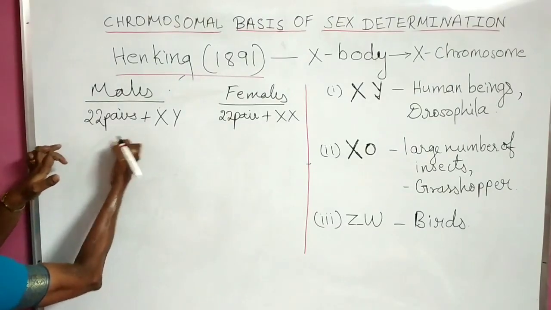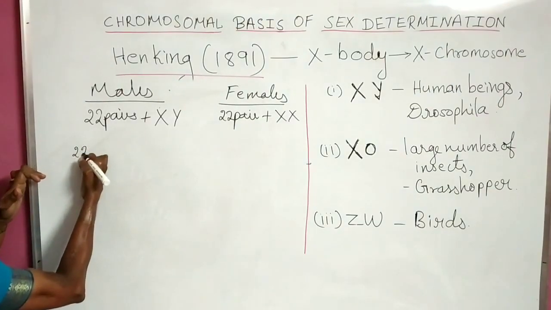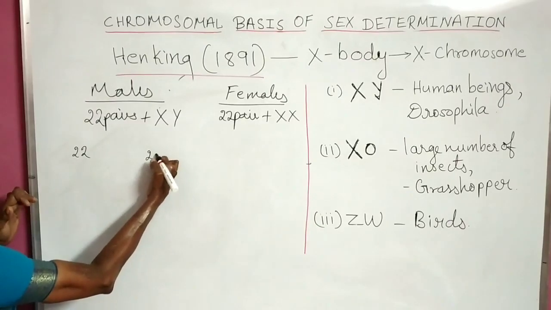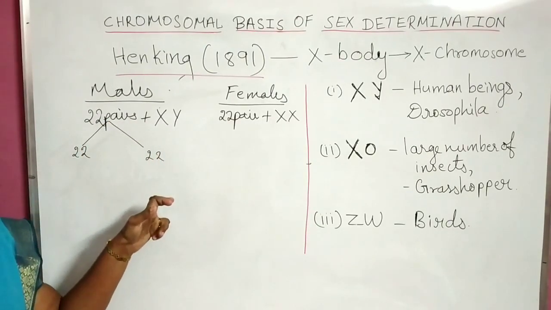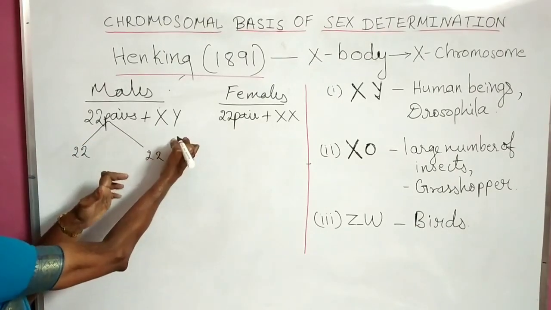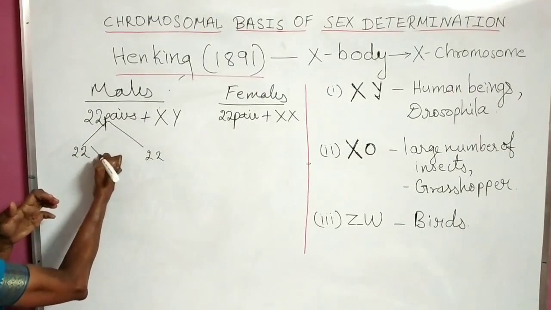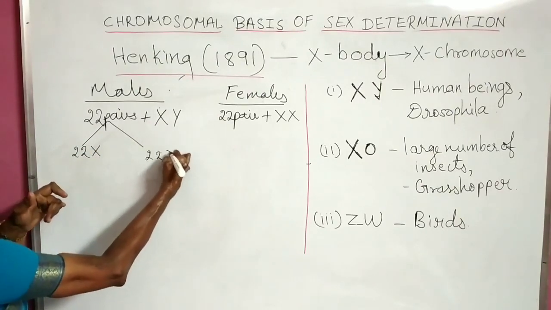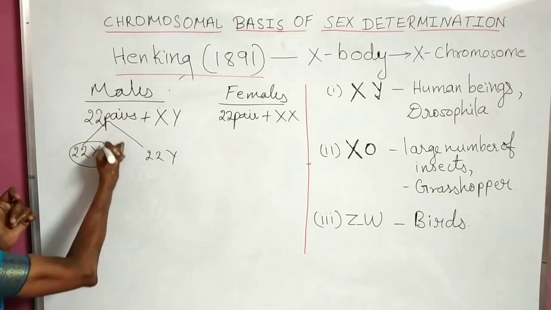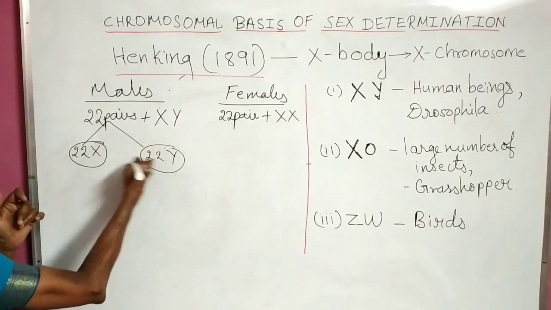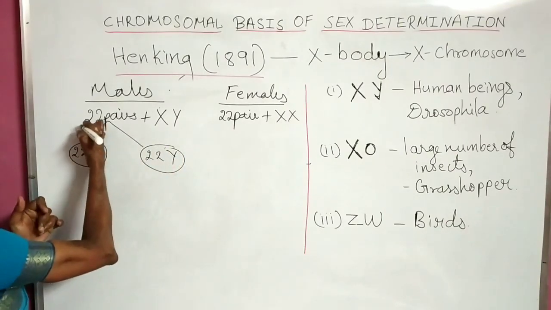So 22 pairs will separate into 22 and 22. This 22 pairs got separated, 22 and 22. What about X and Y? They will also get separated. X will go with one gamete, Y will go with another gamete. So these are the two gametes formed. This was our cell.